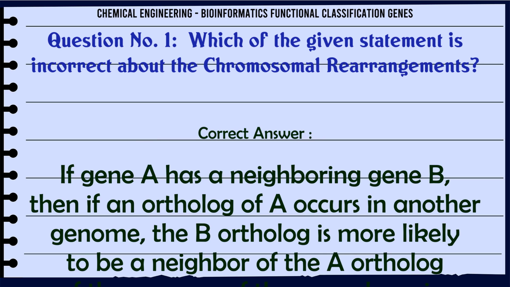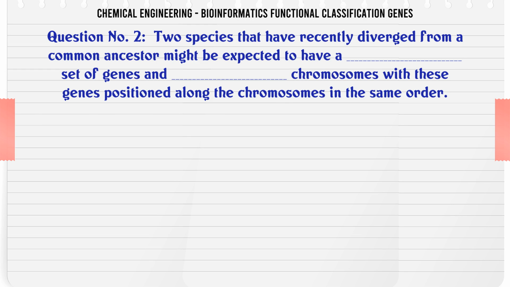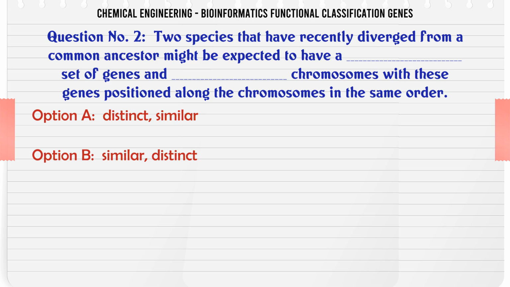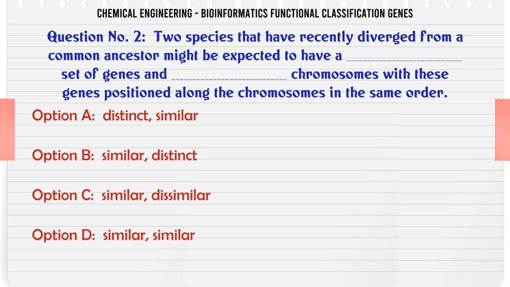The correct answer is: if gene A has a neighboring gene B, then if an ortholog of A occurs in another genome, the B ortholog is more likely to be a neighbor of the A ortholog in the genome of the second species. Two species that have recently diverged from a common ancestor might be expected to have a set of genes and chromosomes with these genes positioned along the chromosomes in the same order.